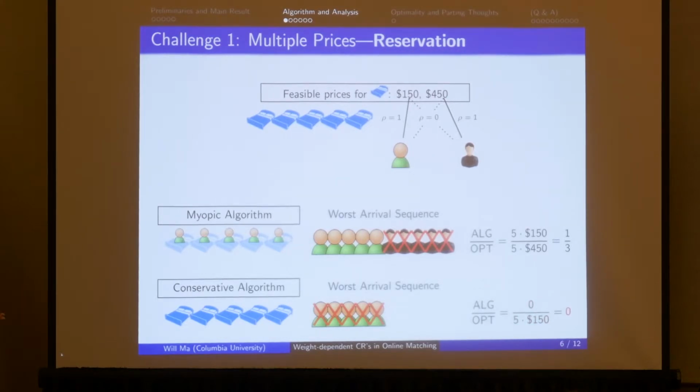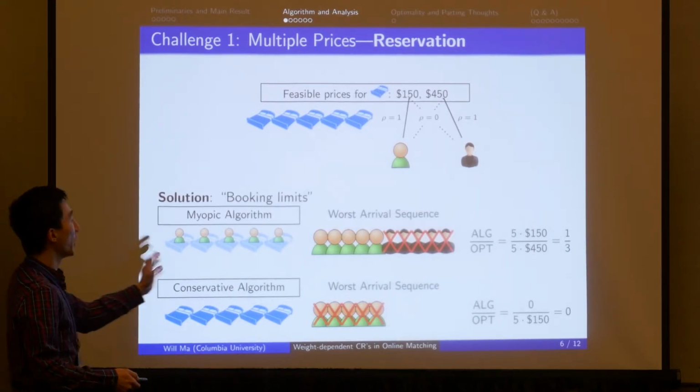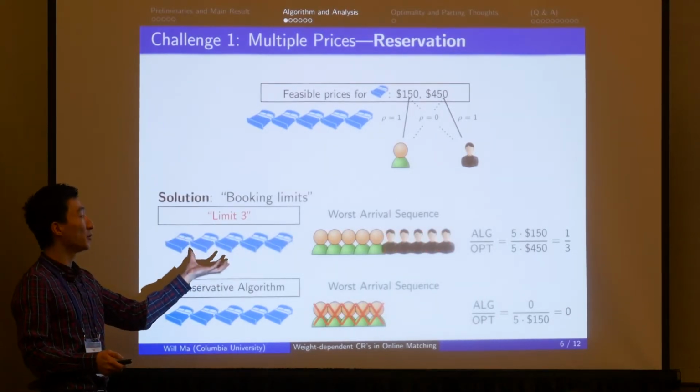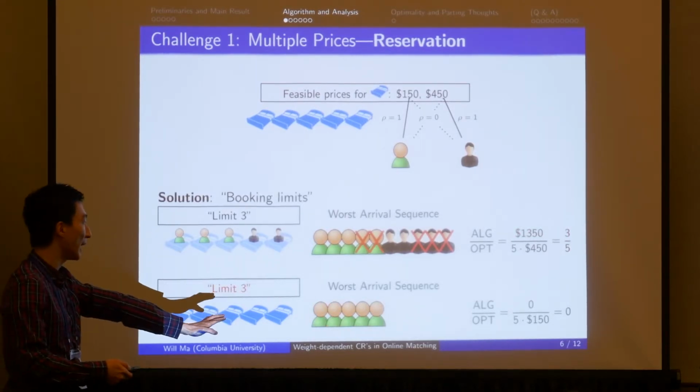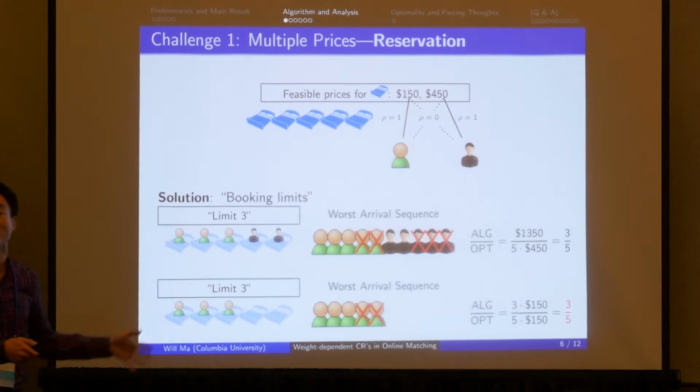So what's the best thing we can do in this case? It's a very simple exercise to show that if you set a booking limit where you're willing to sell at most 3 rooms at the lower price, then in both of these extreme scenarios, and in fact for any arrival sequence, you're always going to be able to get at least 3/5 of the optimum. And this is sort of the best you can do. Okay, so the idea is that we set booking limits, and the more rooms are sold, the higher the threshold becomes.